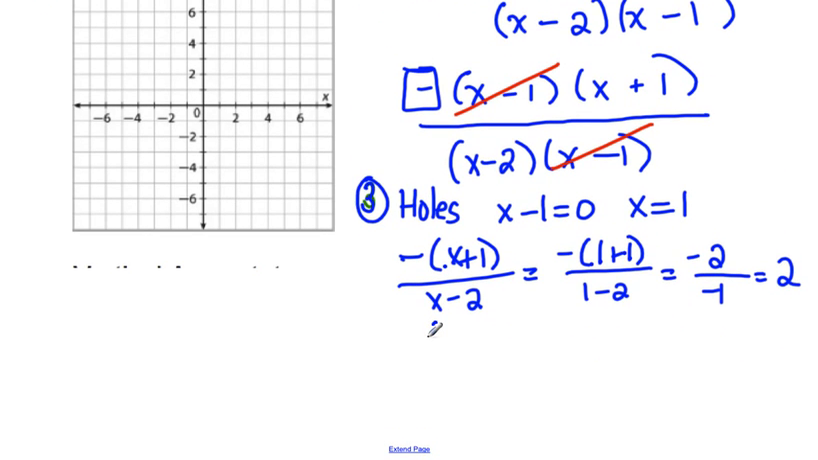So where is the hole at? 1, 2. What does that say? Is that negative 1? That's 1 plus 1. Okay.